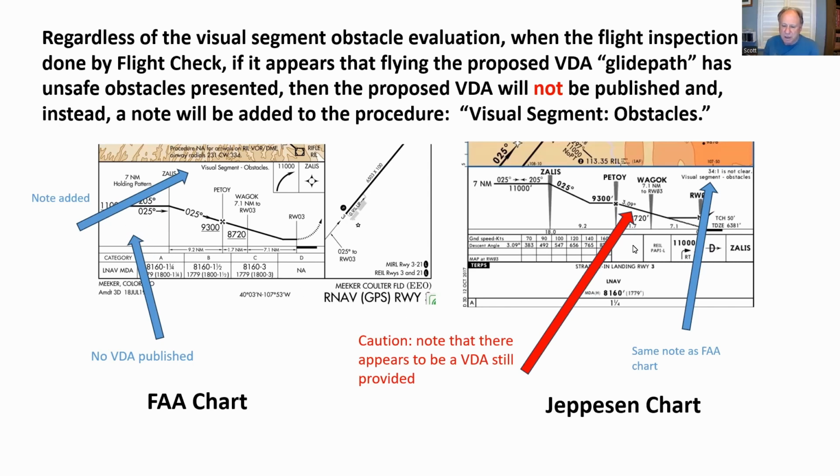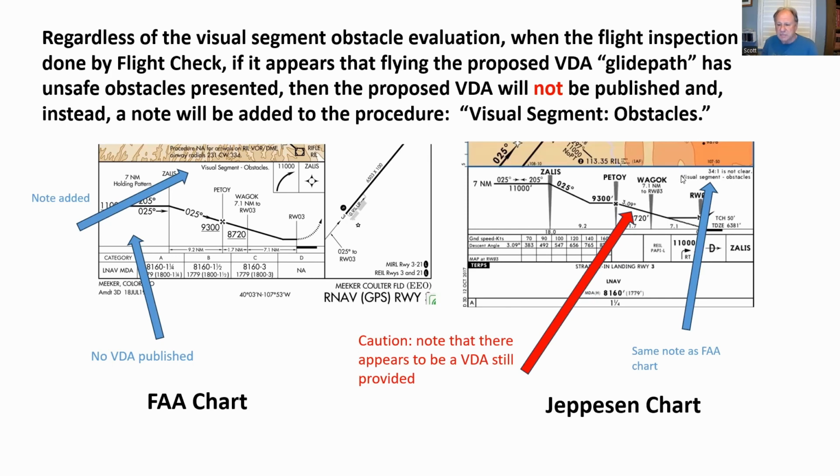There's no VDA published. But if you look at the Jeppesen chart, it appears that this approach has a VDA. The symbology is not different. It still says 3.09 on the angle to the runway. They do have the visual segment note here, but this VDA, in some avionics, it may actually provide a VDA, and then you're flying a flight path that an FAA flight check pilot thought was not safe because there's some kind of obstacle out there that might get really close to you as you get close to the runway. I'm not well versed in all the different types of avionics systems, but my understanding is, and this was true a few years ago, that even if the FAA says don't publish a VDA, the avionics will calculate one. So you need to be careful on that one.